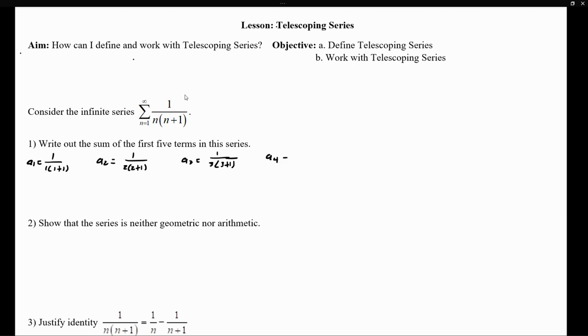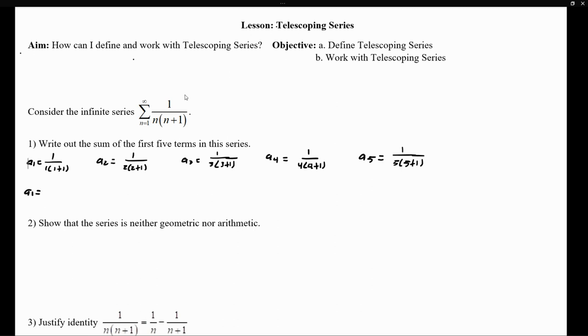And now let's find the fourth one. We'll simplify all this in a second. And we got our fifth term in this sequence. All right, so now that we have all this, let's just simplify it.